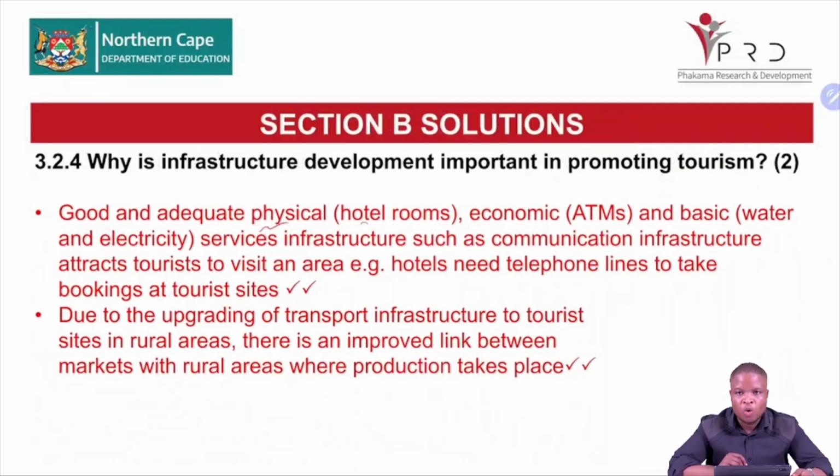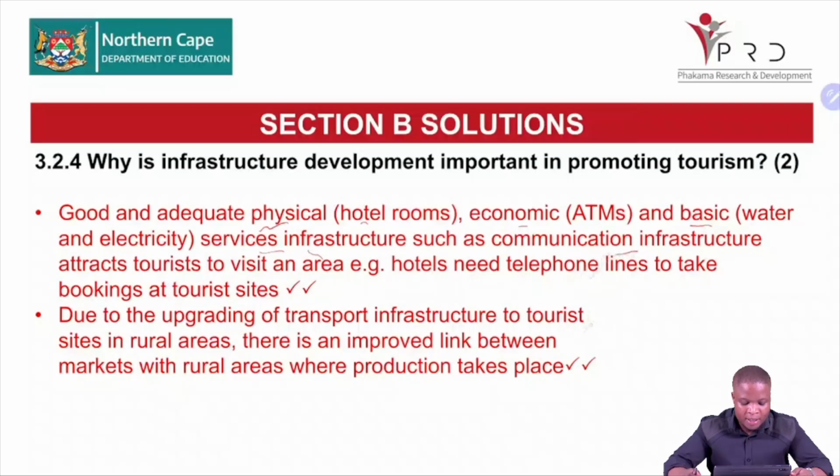Hotel rooms, roads, bridges. Economic infrastructure, ATMs, for example, banks. Basic infrastructure, water and electricity. Service infrastructure, your communication infrastructure as well, which is your communication line. You are able to communicate with people wherever you visit.